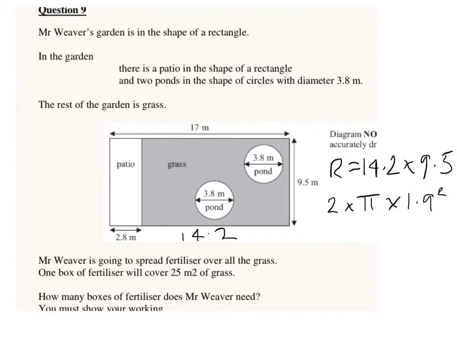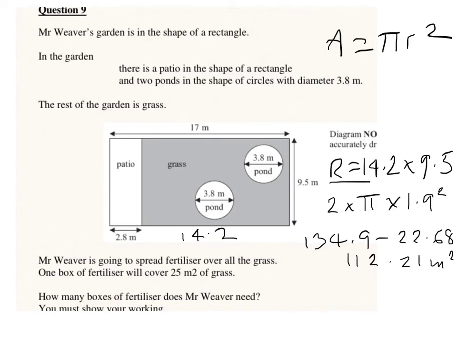Now remember, the formula for the area of a circle is pi r squared, and the reason I've got the 2 is it's not part of the formula, is because there are 2 ponds. So we'll need our calculator to work this part out, and then we will be dividing that by 25 square metres and rounding up to work out the number of boxes of fertiliser we will need.